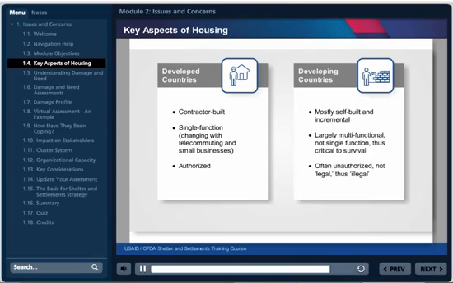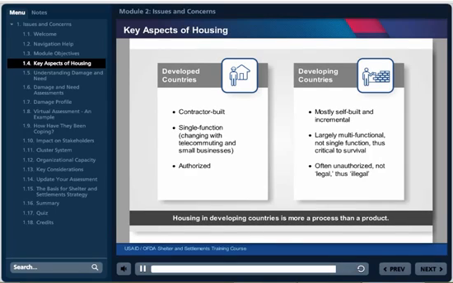Looking at all the key aspects, it is not difficult to understand why housing in developing countries is more a process than a product. It is a process that happens over time and something we need to be mindful of before we make decisions on shelter and settlement interventions.